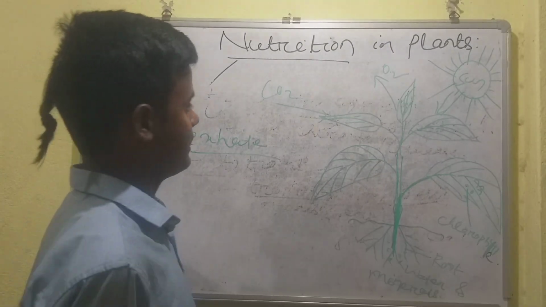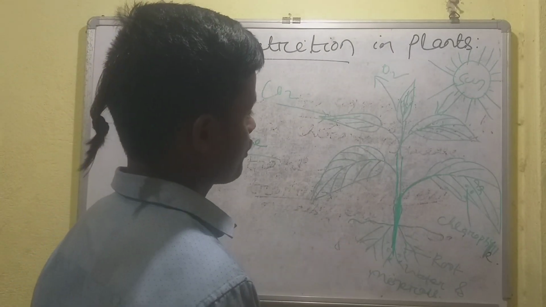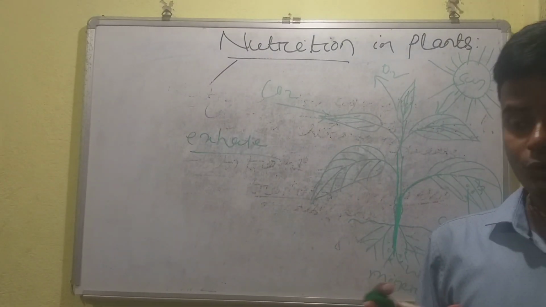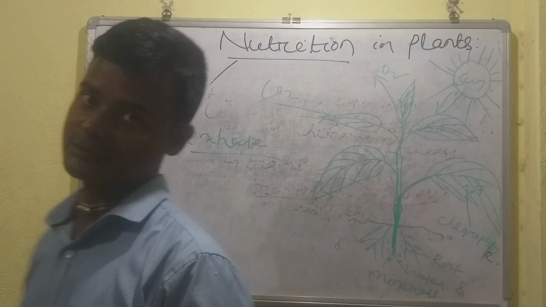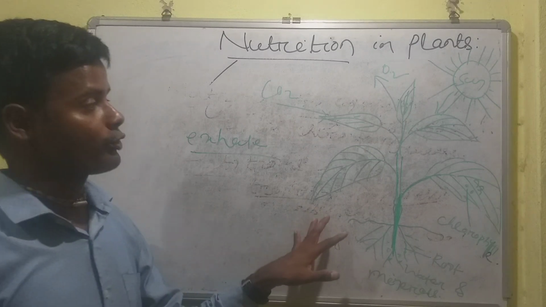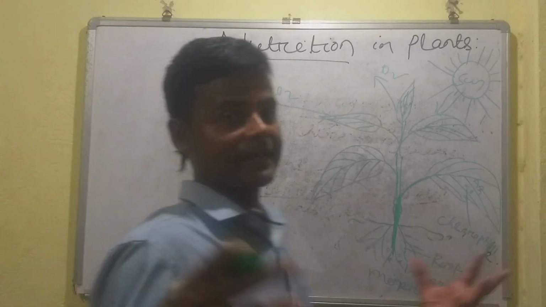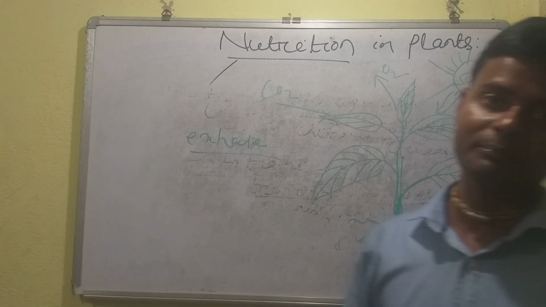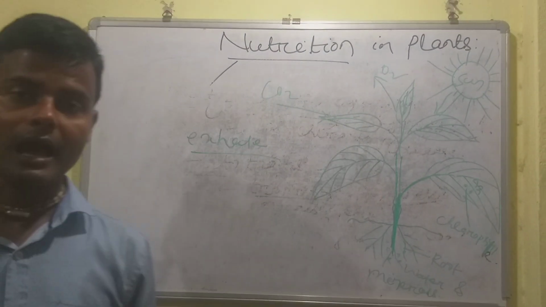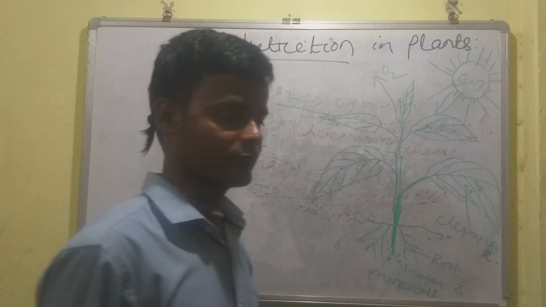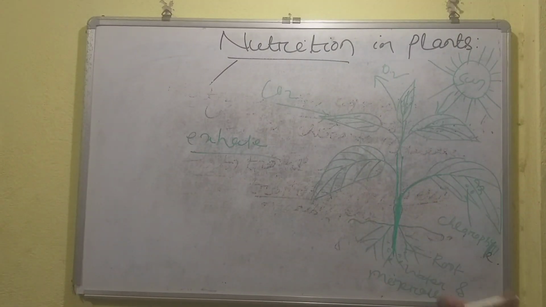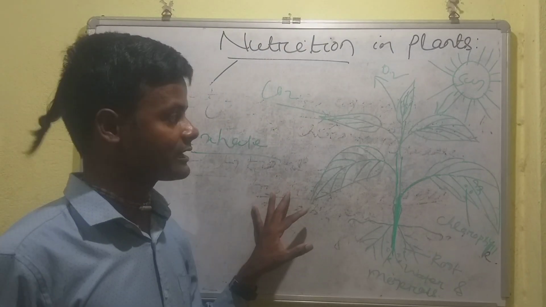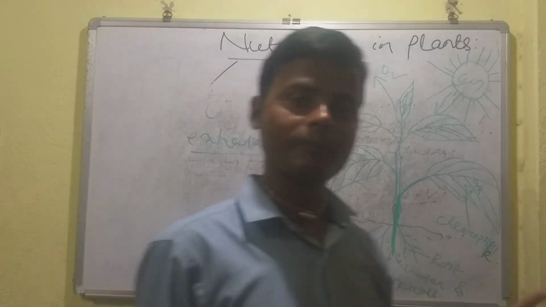So what will happen if there is no photosynthesis? Imagine, students, if there is no photosynthesis, what will happen? We will not get food, and all the animals will die, because we depend upon plants for oxygen, and we depend upon plants for food. We are eating plants directly and plant products. So plants cannot live without us, and we cannot live without plants.